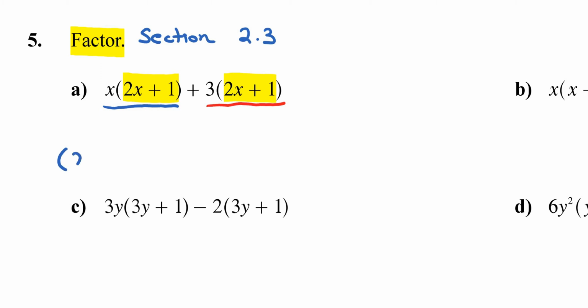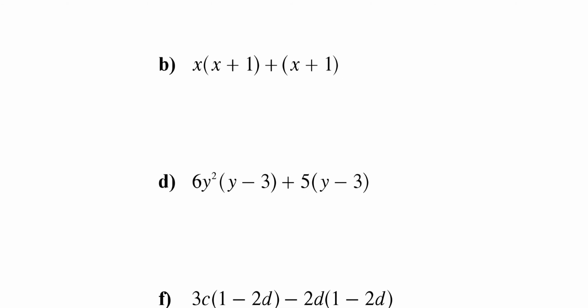When you have a common factor, you can pull that out. So I'll pull out the 2x plus 1 to the side. Basically, this 2x plus 1 and that 2x plus 1, I'm pulling them out. And then ask yourself what is left. Well, there's an x here and a plus 3. So the x plus 3 is what remains. So your final answer is 2x plus 1 times x plus 3.